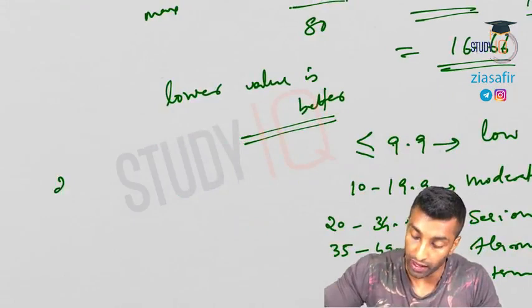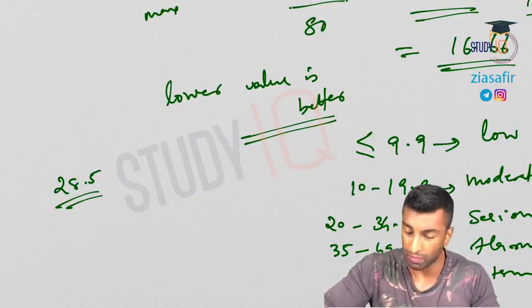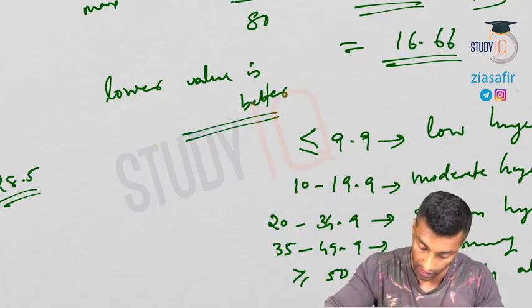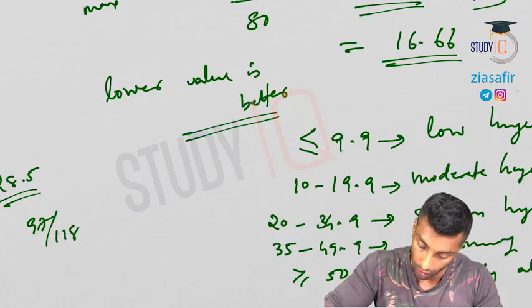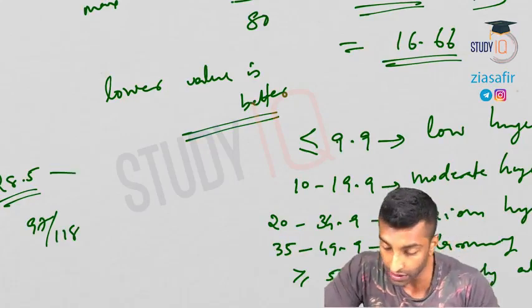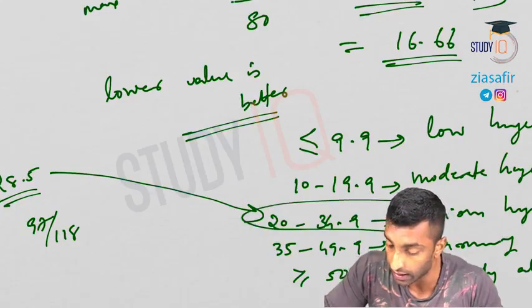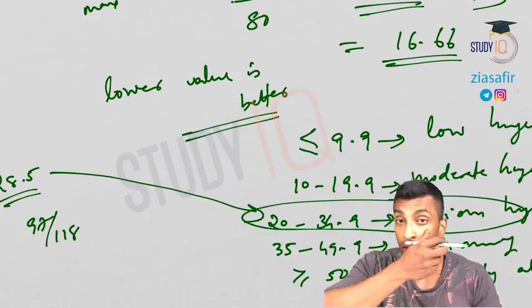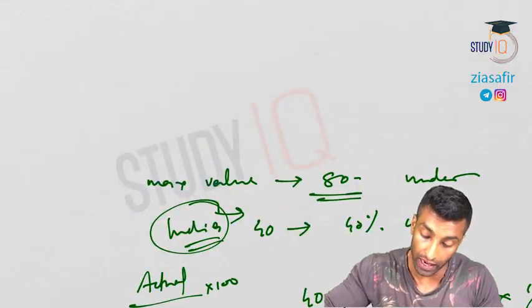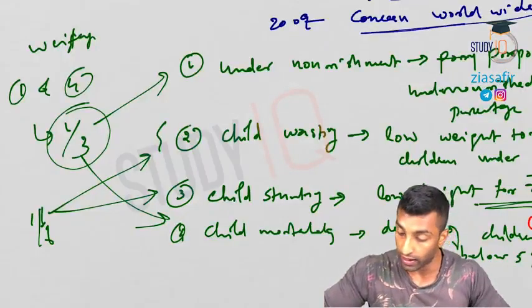Okay, the GHI value of India is 28.5. This is a previous value, you have to refer to the recent value. And the rank was 97 out of 118. So which category do we come under? We come under the serious hunger category. Okay, so I hope you understood the criteria and the way it is calculated.